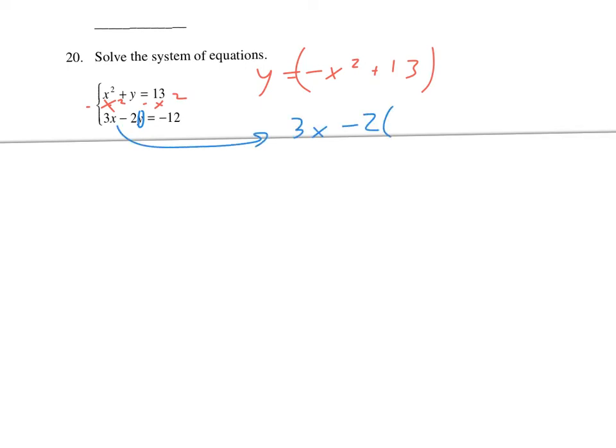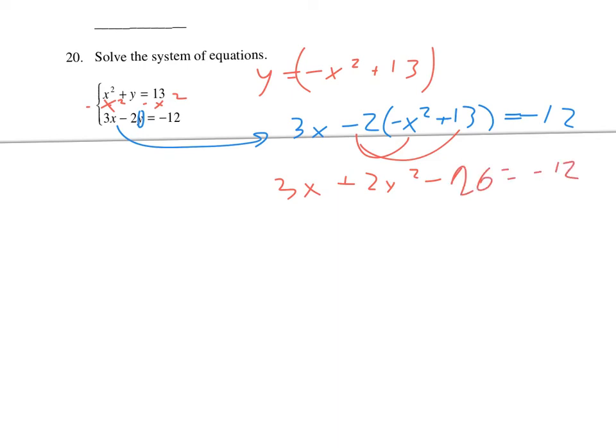So I'm going to say 3x minus 2, and then instead of y, I'm going to say negative x squared plus 13 equals negative 12. So now I need to distribute this negative 2 here. So I'm going to say plus 2x squared minus 26x. Actually, not 26x, just minus 26 equals negative 12.